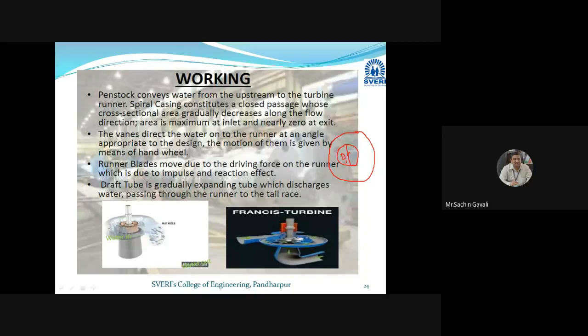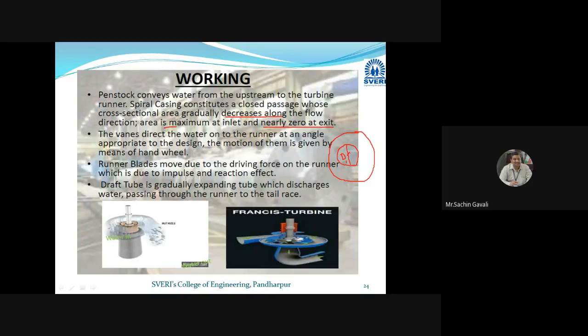The penstock conveys water from the upstream to the turbine runner. The spiral casing is a continuous closed passage whose cross-sectional area is gradually decreasing along the flow. Gradually decreasing area along the flow means pressure goes on decreasing and kinetic energy is increasing. It is exactly the reverse in the draft tube. The area is maximum at inlet and nearly zero at exit. When the water is leaving the exit, all the pressure gets converted into kinetic energy.